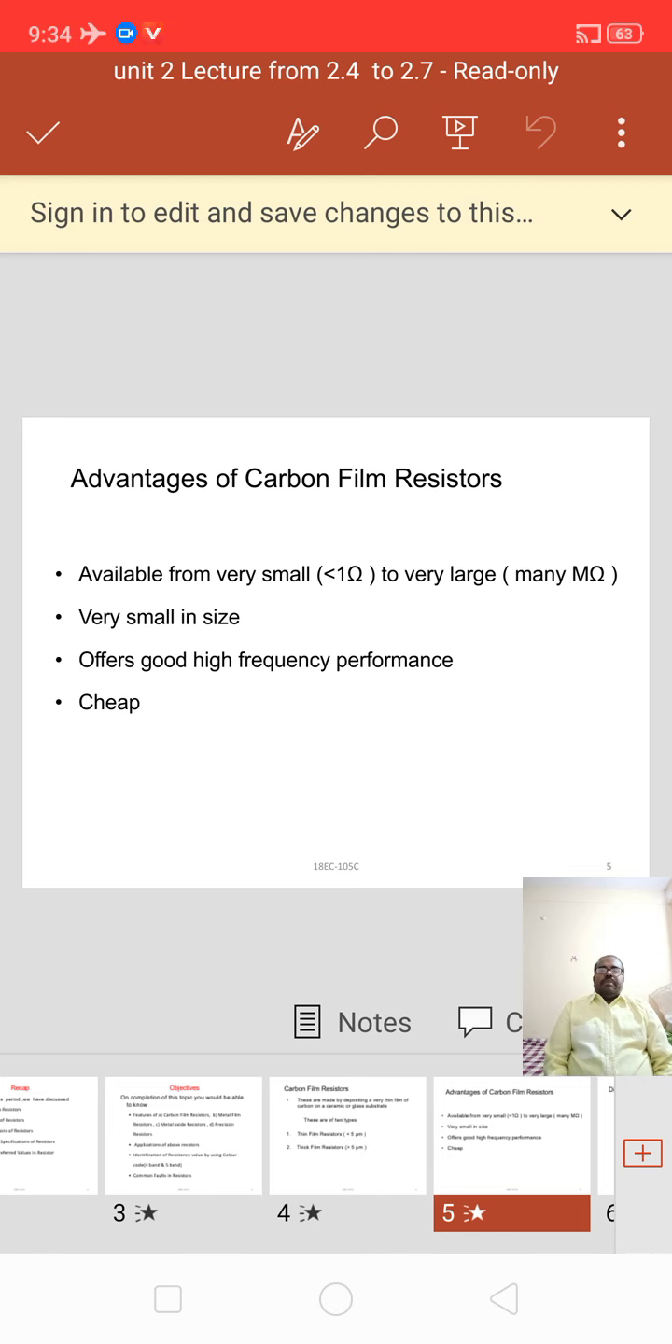Once again, I am repeating the carbon film resistors' advantages. They are very cheap in market and they offer good high frequency performance. They are very small in size. They are available from very small, less than 1 ohm, to very large, many mega ohms.